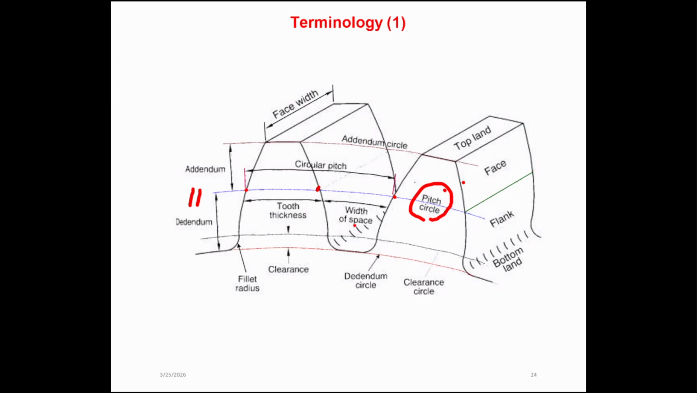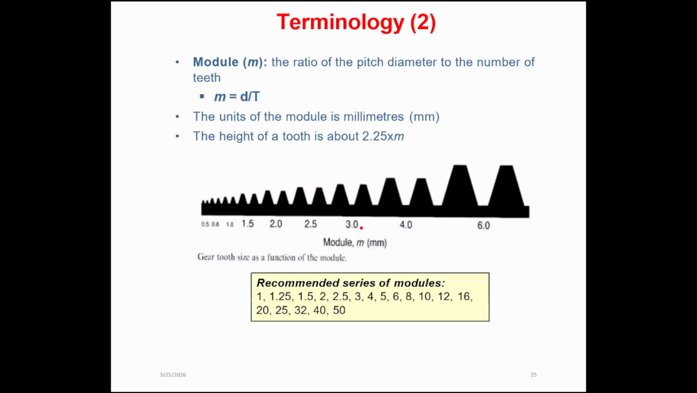Yes. Let's see what the other remaining features are during the next sessions, right? And then module. Module is a very important parameter. Even though we have different diameters and different numbers of teeth, the module is the key factor, right? So module is the ratio of the pitch circle diameter to the number of teeth.